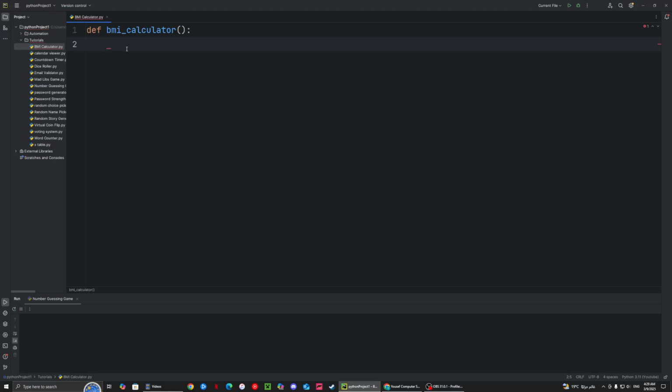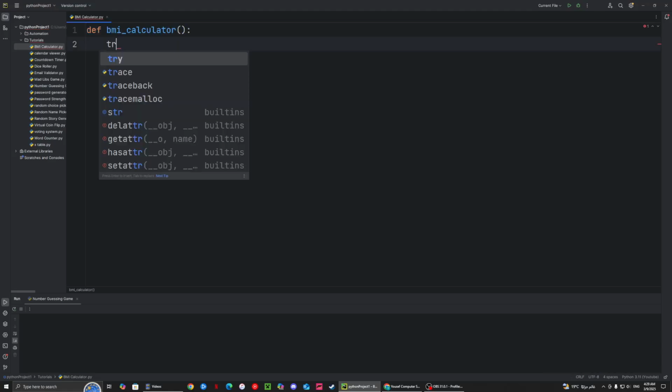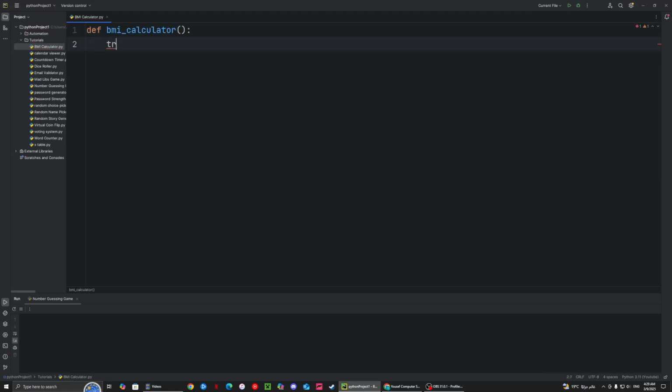So let's start with defining the function, so def bmi_calculator, and then we're going to have a try and catch block because we're going to be using numbers, and if someone enters something that isn't a number, then we want to catch that error before the program catches it, and it will disrupt the whole flow of the program, and that's not good.